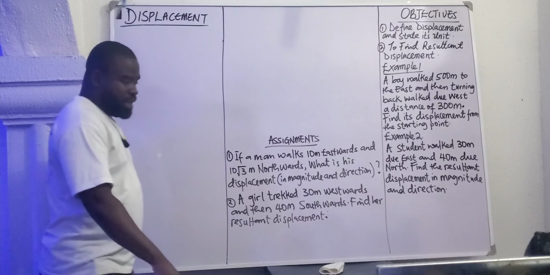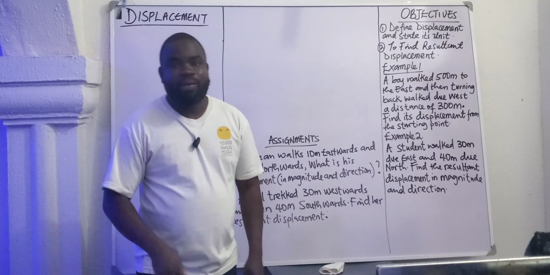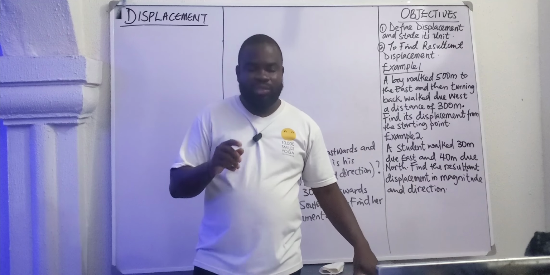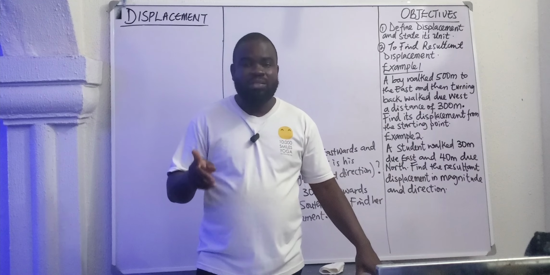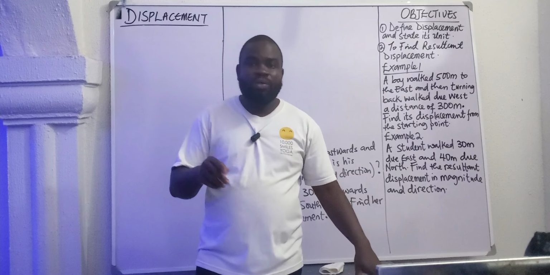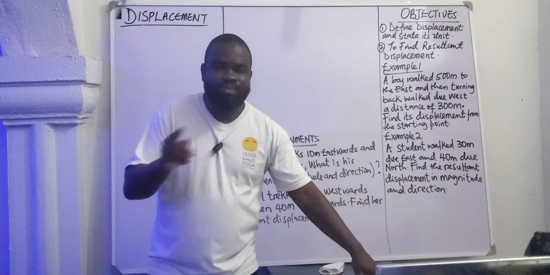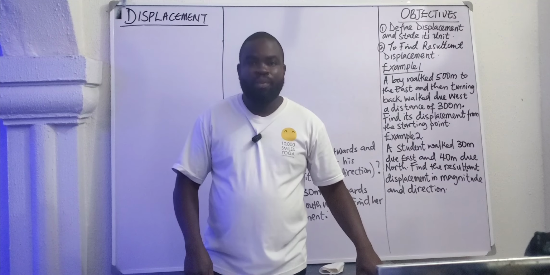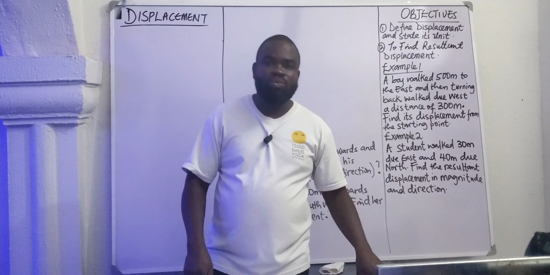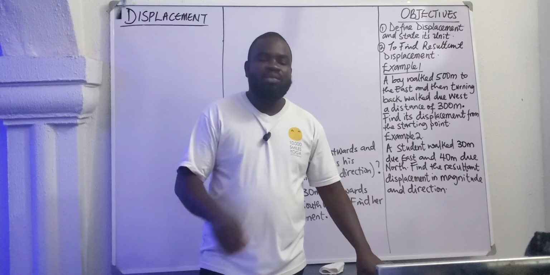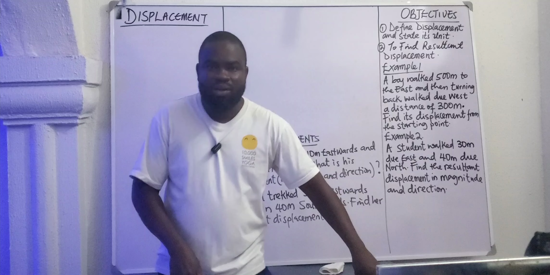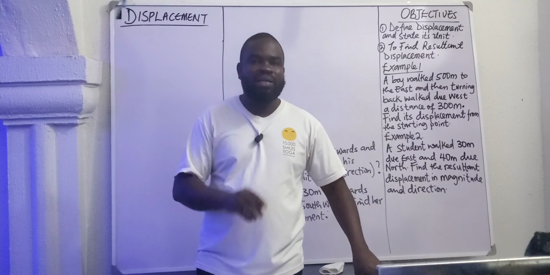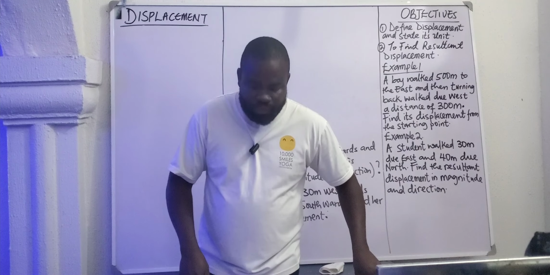Let's continue with our class. In our last class, we talked about distance and defined it as the measure of separation between 2 points. And we said the unit of distance is what? It is meter, and distance is also a scalar quantity. That is, it has only magnitude, no direction.